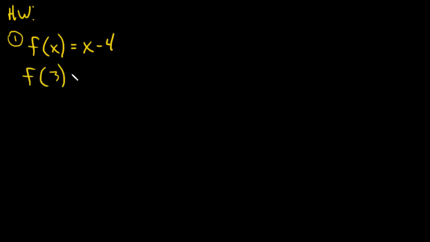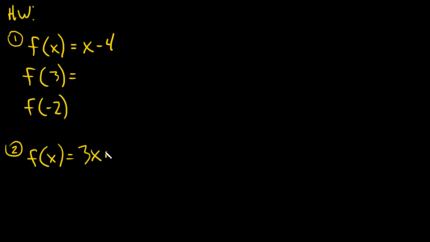So here we go. For number 1, if f of x is equal to x minus 4, what would f of 3 be? What would f of negative 2 be? Just tell me what that is. For the second one, let's say f of x is equal to 3x plus 1. What would f of 1 be? And f of negative 2?